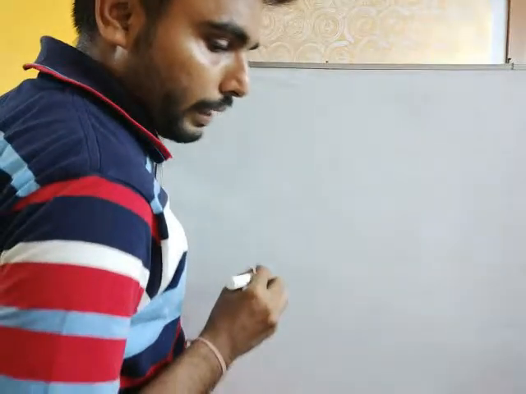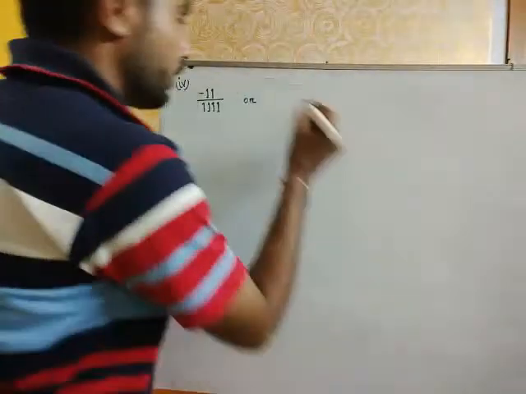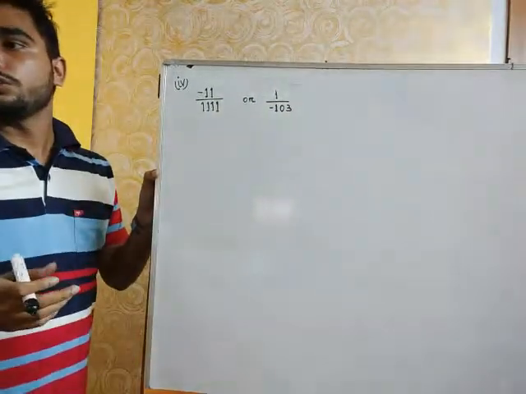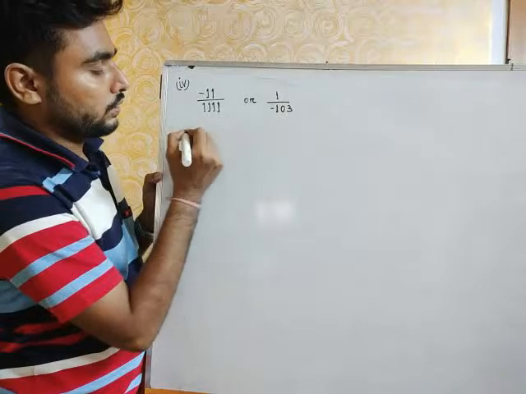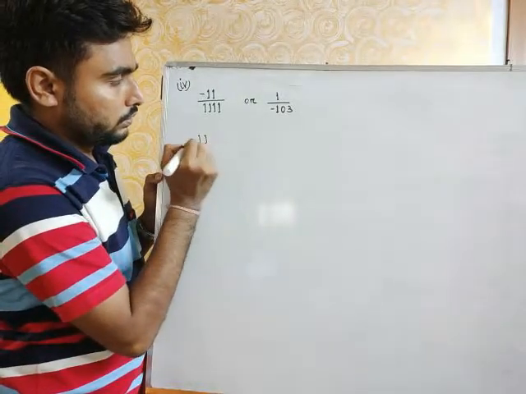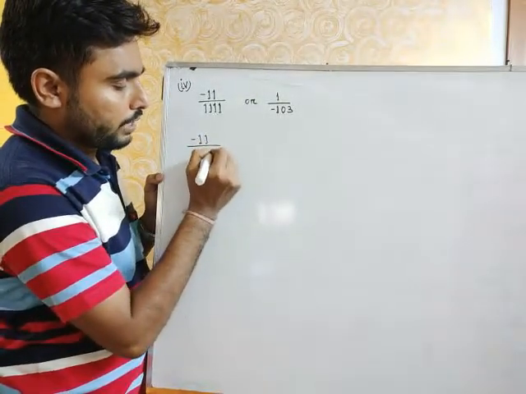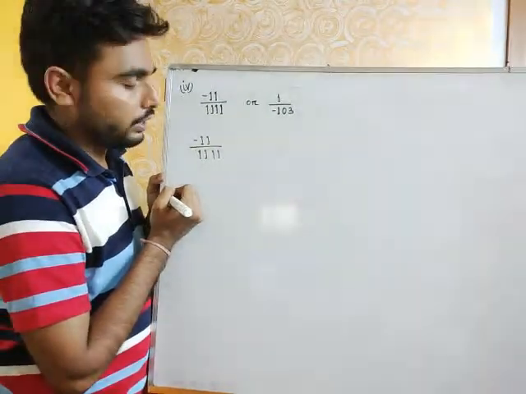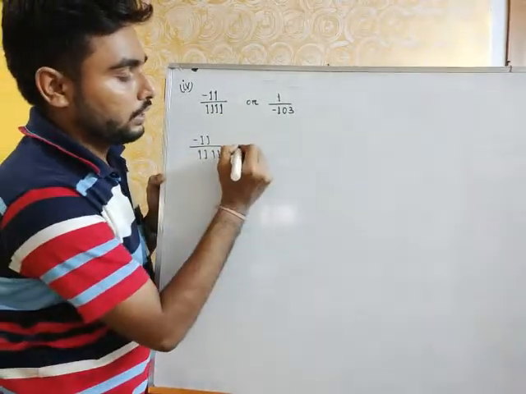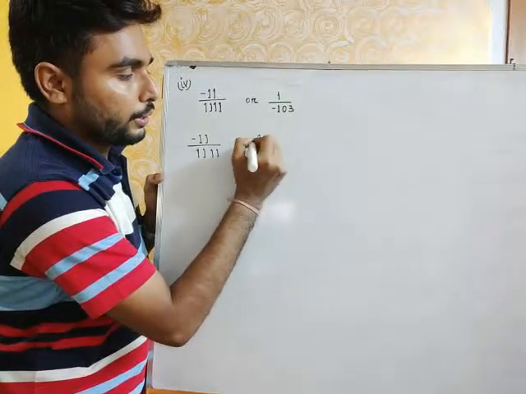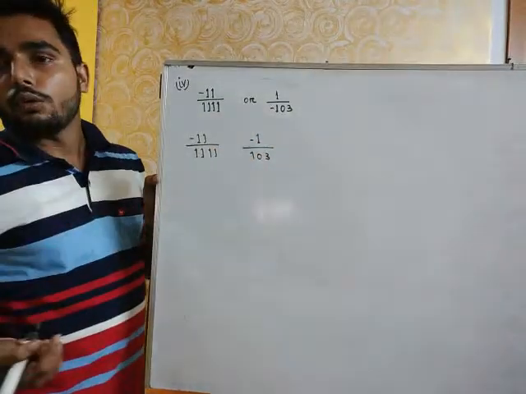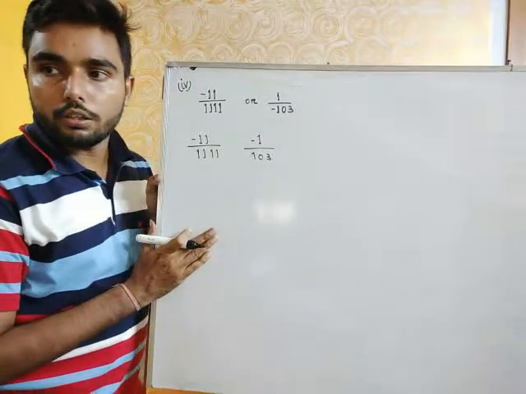Minus 11 by 1111 or 1 by minus 103. Minus 1 by 103, and here the denominator should not be negative while comparing. So I have taken minus with the numerator. Got it, all of you?